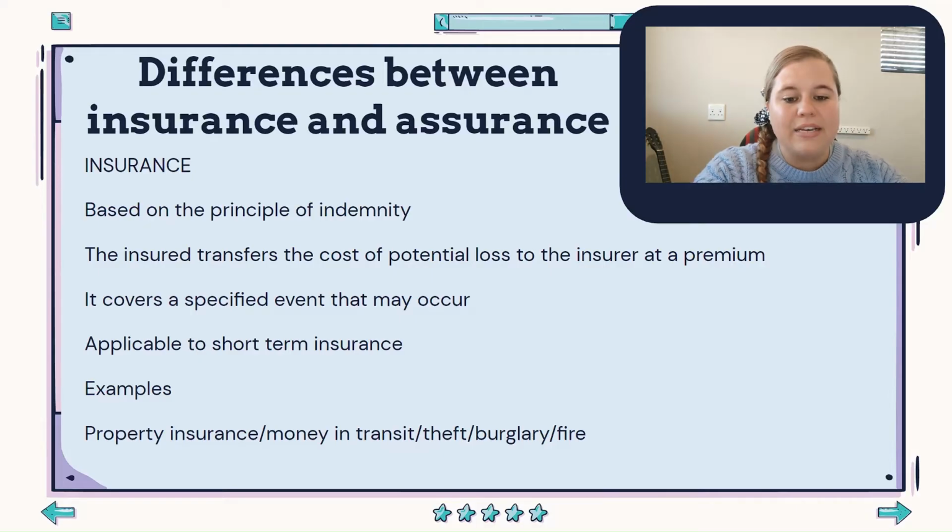Insurance is based on the principle of indemnity. The insured transfers the cost of potential loss to the insurer at a premium. It covers a specific event that may occur, applicable to short-term insurance. So examples here are property insurance, money in transit, theft, burglary, or a fire.